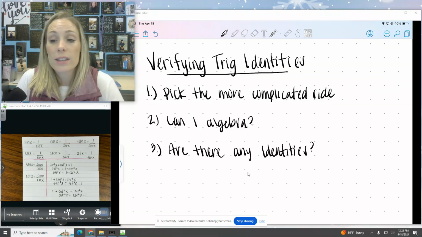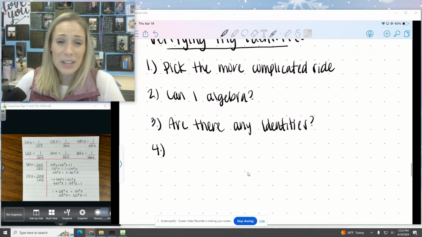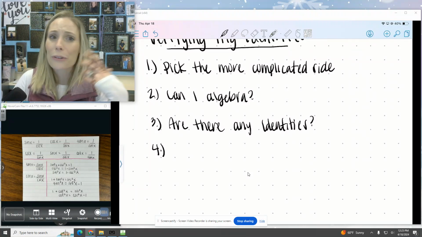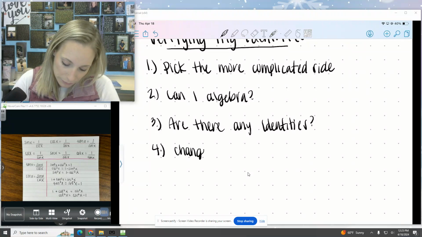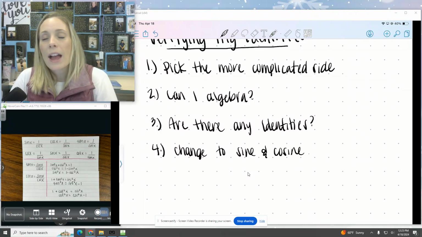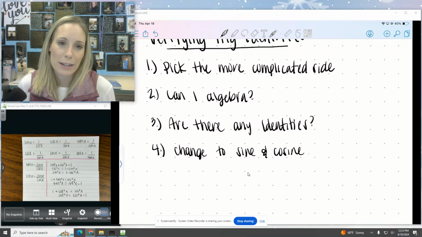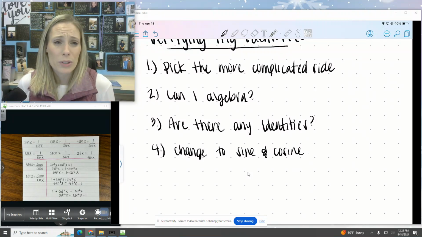So 3 is, are there any identities? And 4 is, nothing's working. The identities aren't working. I don't know how to algebra. Then change everything to sine and cosine. You will be surprised by how many of these trig identity verifications come to life when you start changing them into sine and cosine. When you start changing them into sine and cosine, things start canceling out. Things start to just make more sense. We're more comfortable with sine and cosine. And so if nothing else is working, change it to sine and cosine.